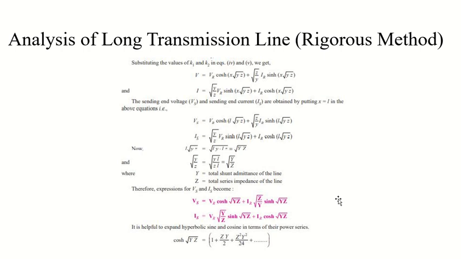And if you don't want to stop here, this is, by the way, your rigorous method. If you want to expand the hyperbolic sine and cosine functions in terms of a power series, if you have learned power series during your calculus classes, we can represent it with the help of power series. So cosh(√(YZ)) will be equal to 1 plus ZY divided by 2 plus Z squared Y squared divided by 24, and it will go on like that. In the same way you can also represent the sine value. So what will sinh(√(YZ)) be?